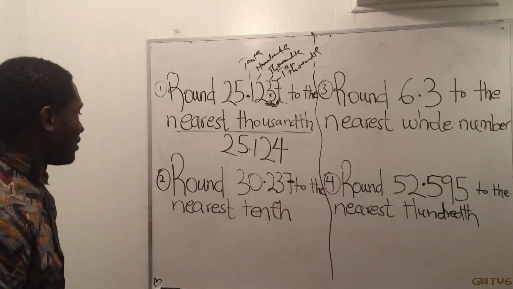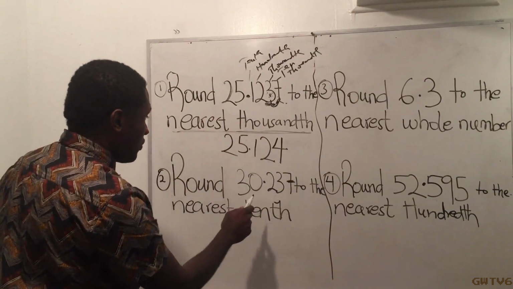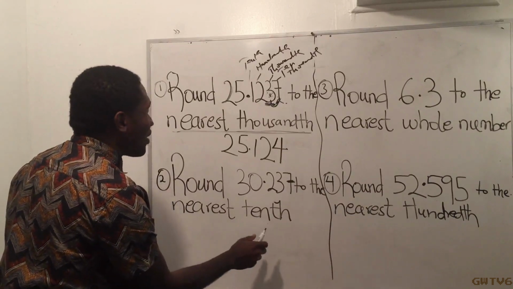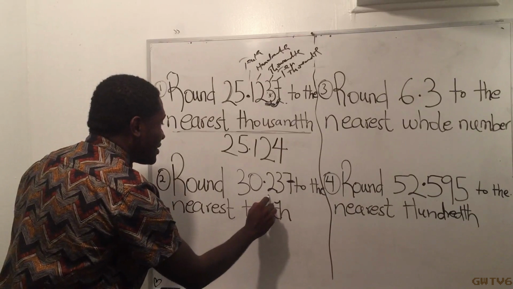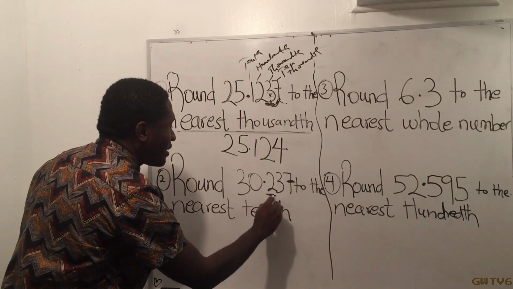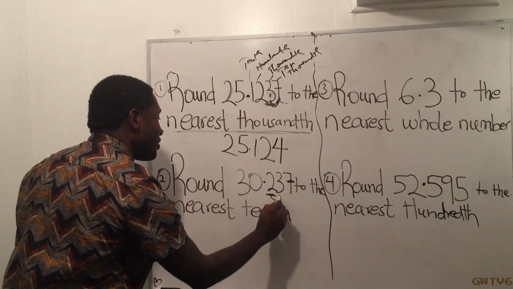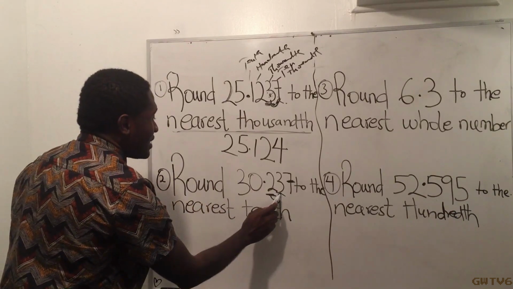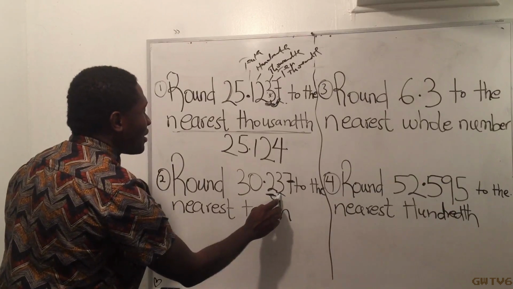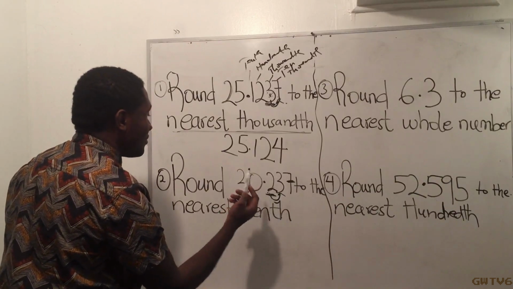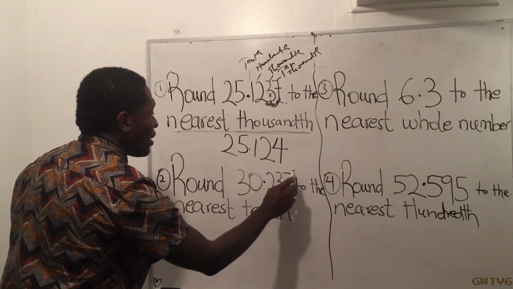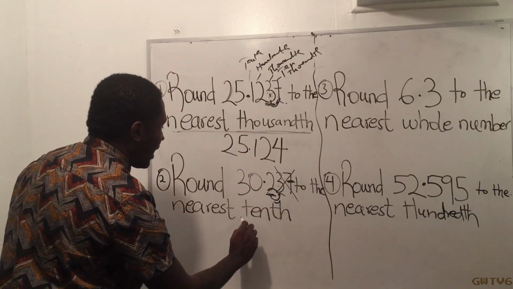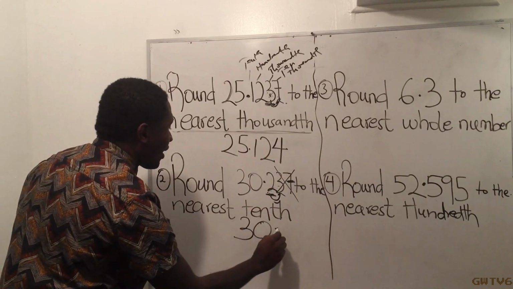Let's check the next one. So round 30.237 to the nearest tenth. So where is the tenth place is what I should ask myself. And I know the tenth place is this first number right here. So I'll put a line. I'm still going to check the next number to see what's going to happen to the tenth place. This is less than 5. So that means this will stay the same. And this just helped me, so I don't need it. So this stayed the same. So the answer to this should be 30.2.